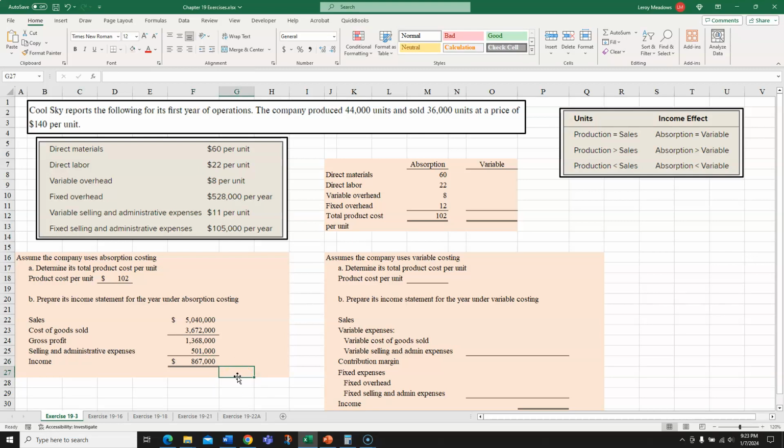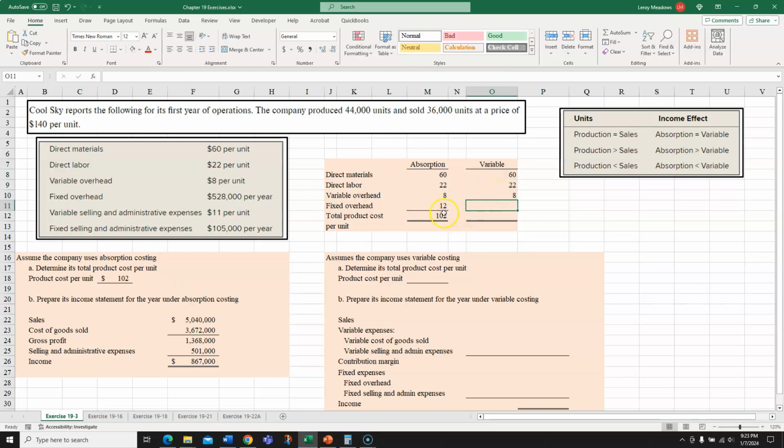Now let's look at variable costing. What are our product costs going to be and our income statement under variable costing? In order to do the income statement, I need to know the product cost per unit. Under variable costing, I'm going to include direct materials, direct labor, and variable overhead. So let me go ahead and include those.